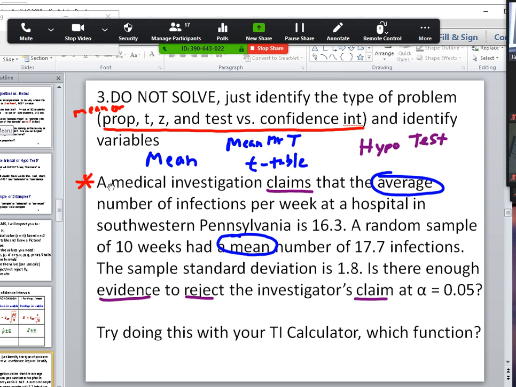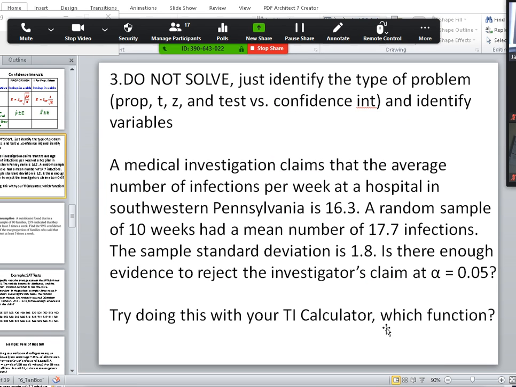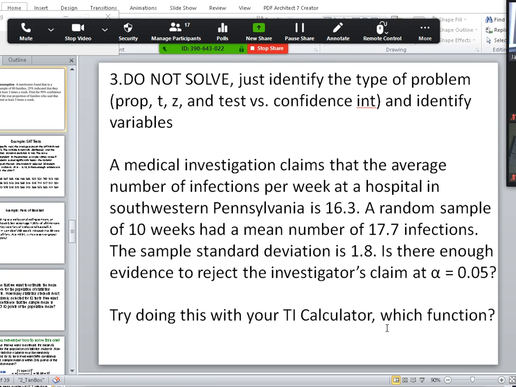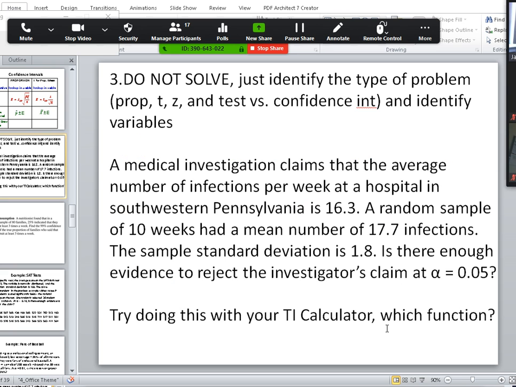Okay, good. So again, it's going to be a mean because it says average and mean. So mean Mr. T, t-table. Great. Let's take a look at the next one. Jay, can you read this one?